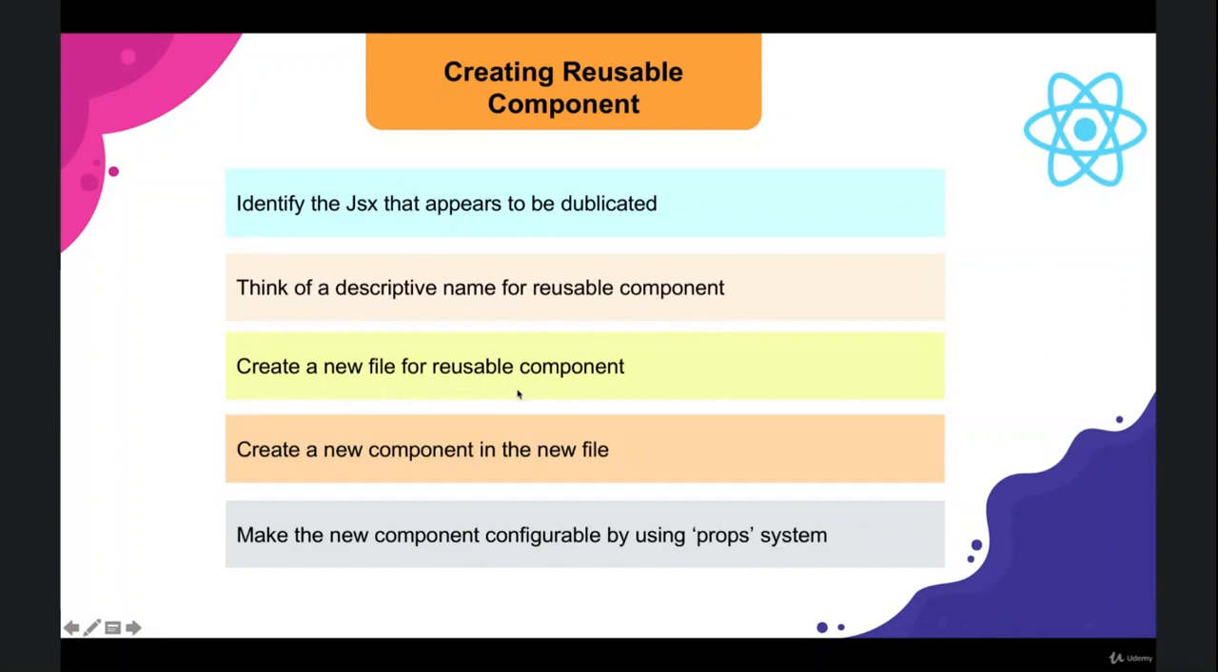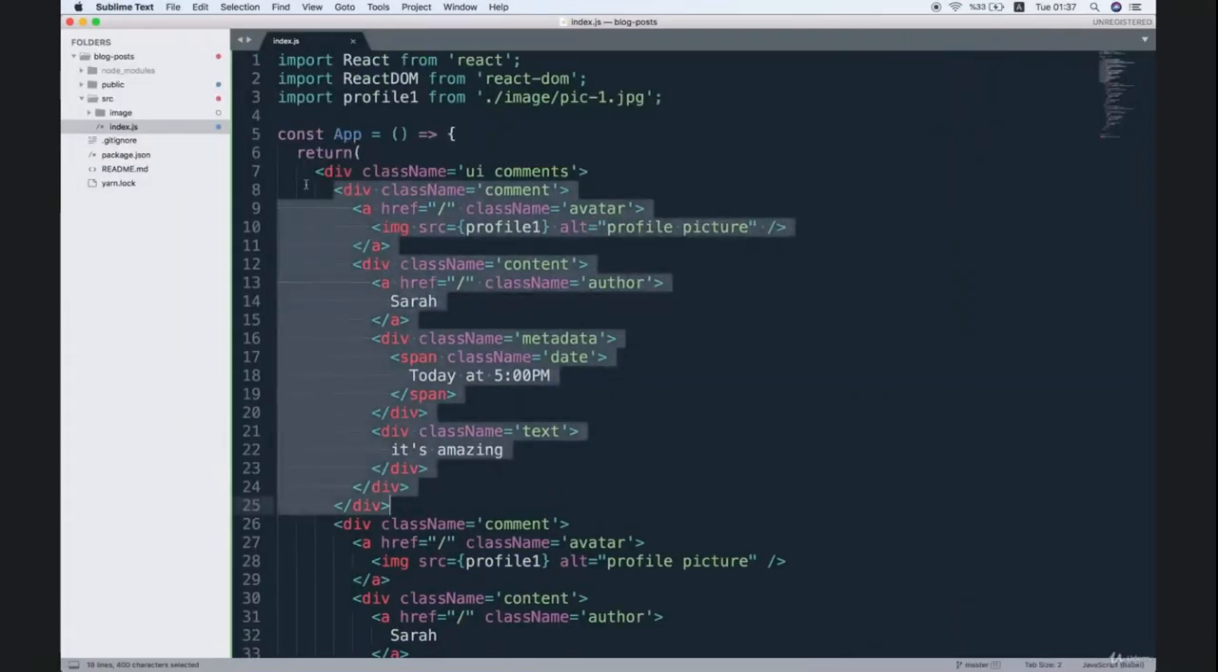And next, I will create a new file to house the component that we're going to create. So this file is going to have the same name as the component. So that means we're going to now make a new file called SingleComment inside of our src folder. All right, you with me?